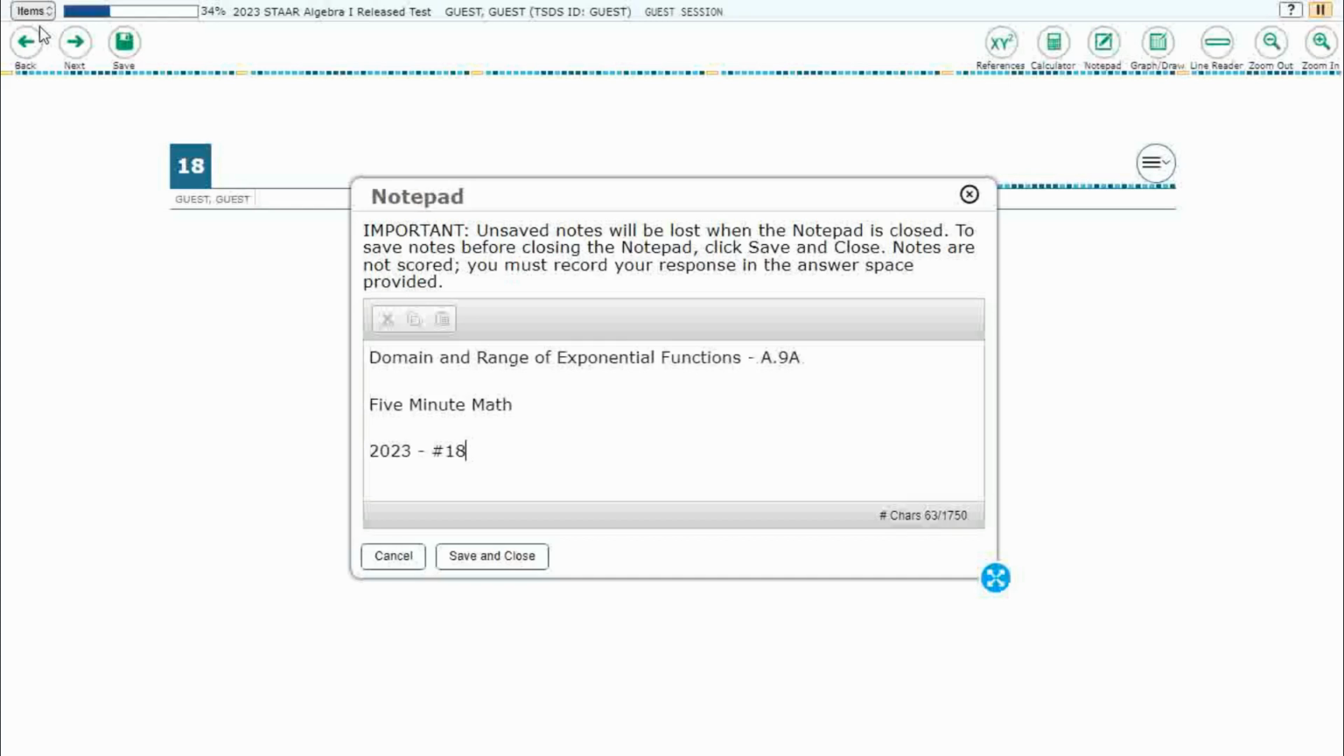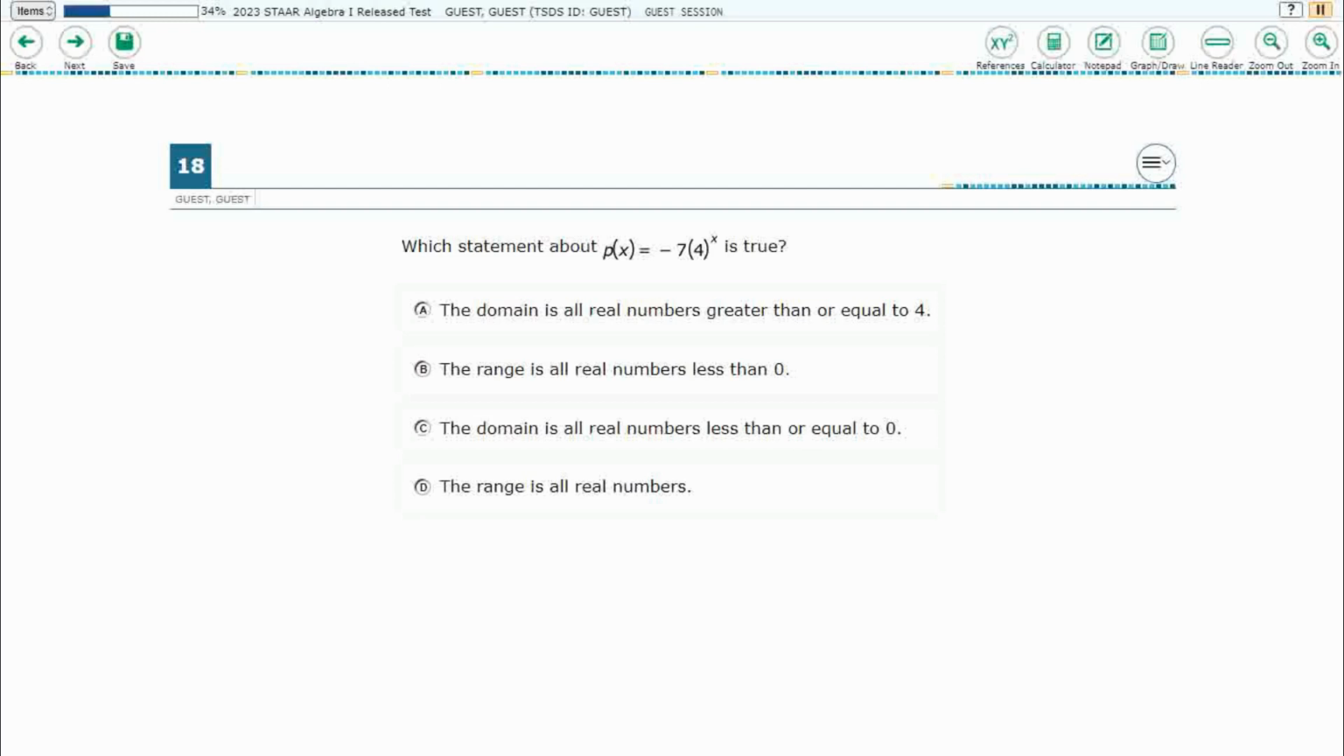Today we are looking at the Algebra 1 concept of domain and range of exponential functions. This is standard A.9A in the great state of Texas, and we are using item number 18 of the 2023 released STAAR test. If you haven't done so already, please take a moment to pause the video, work this problem out on your own, unpause it, and we will look at our answers together.